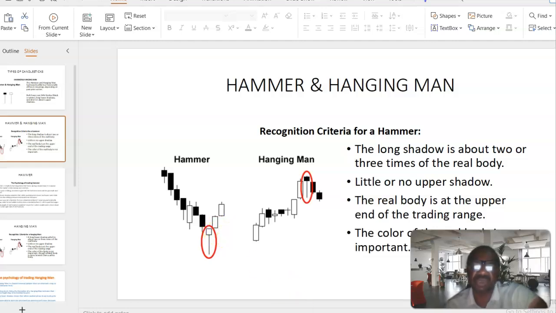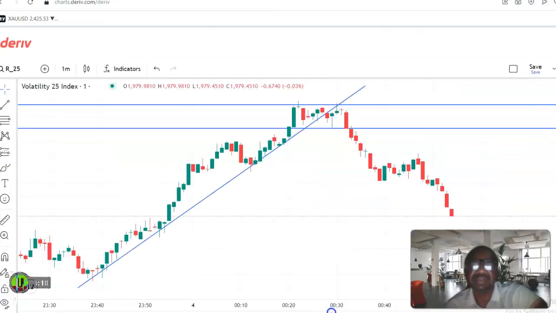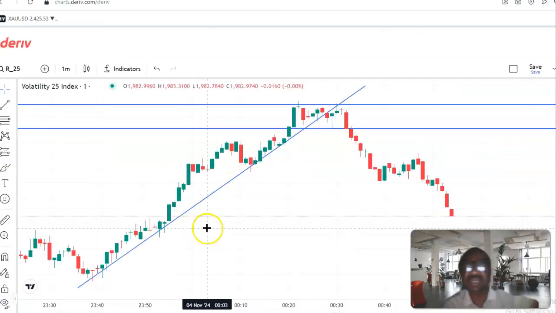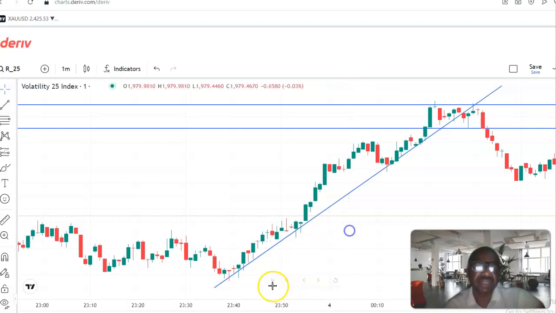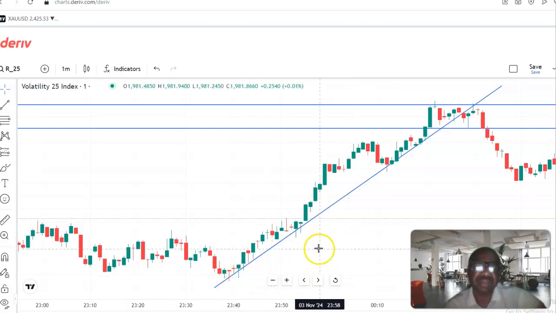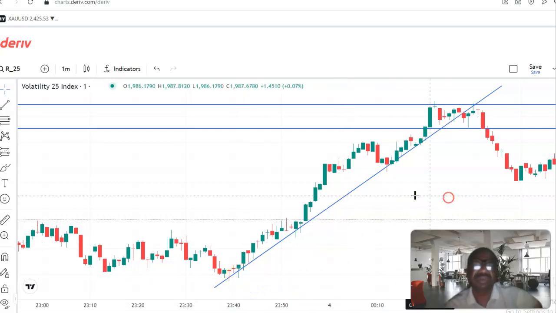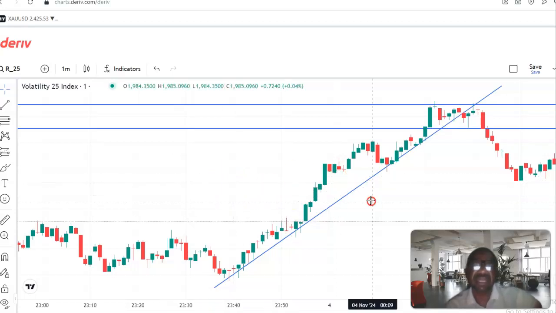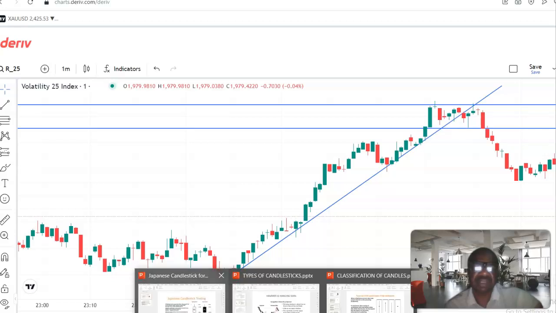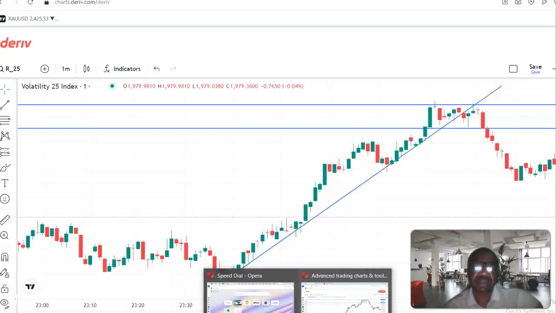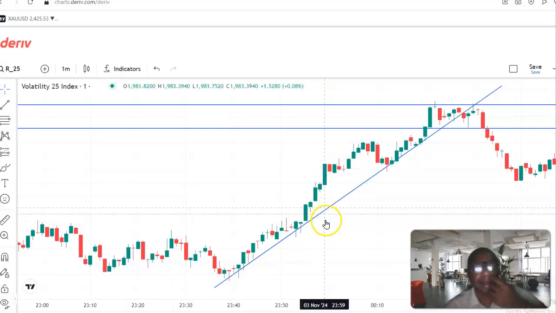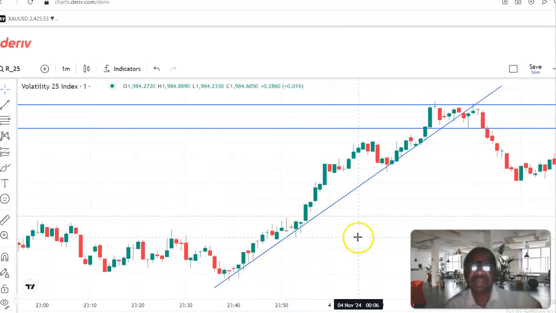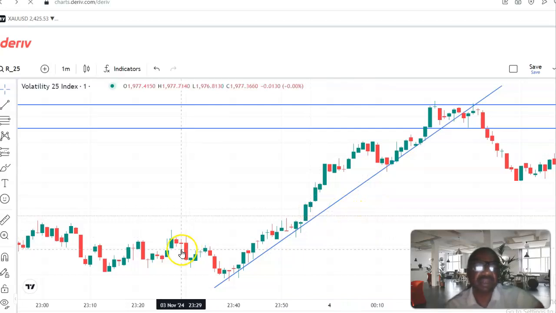So let's go to the chart and see. This is a hammer here. Let's look for a very strong one, and see if we can find another hammer.